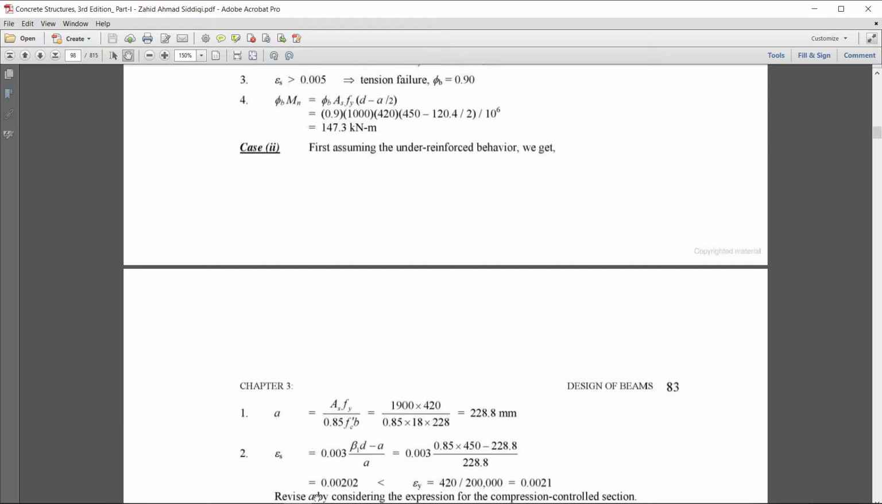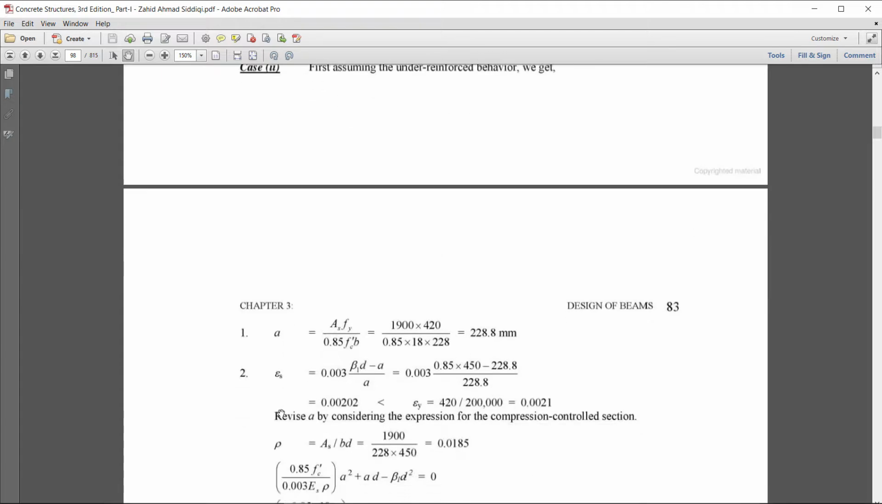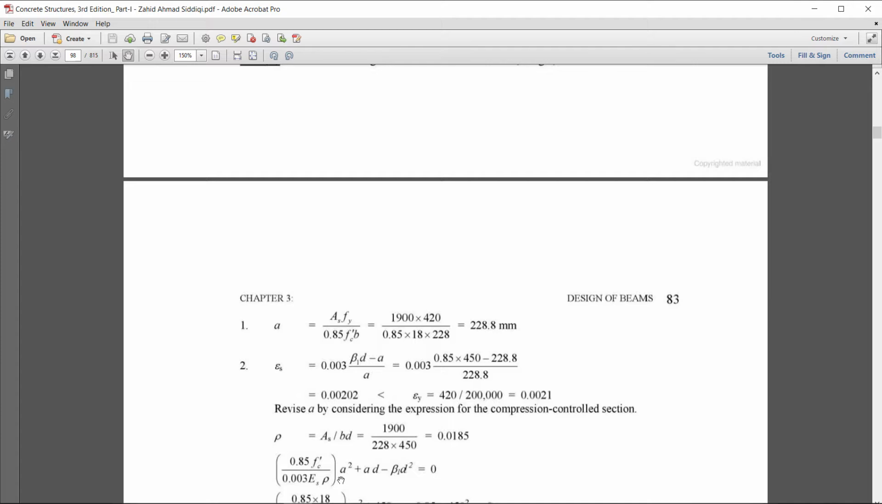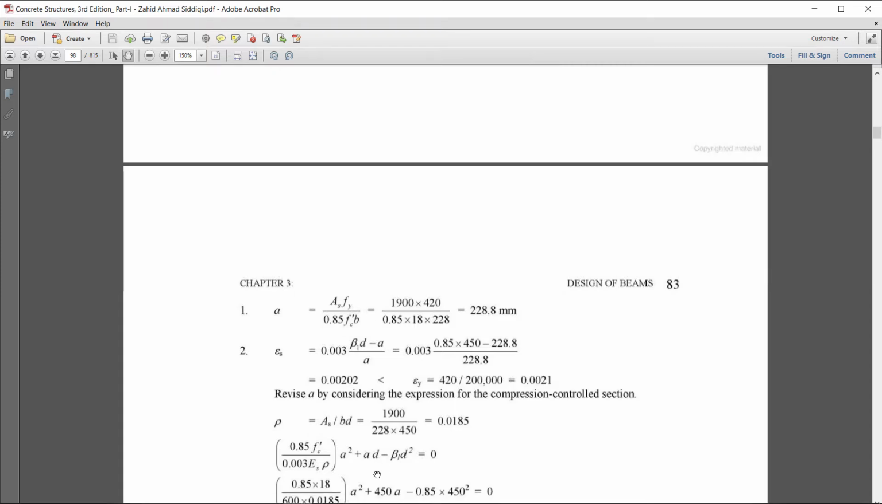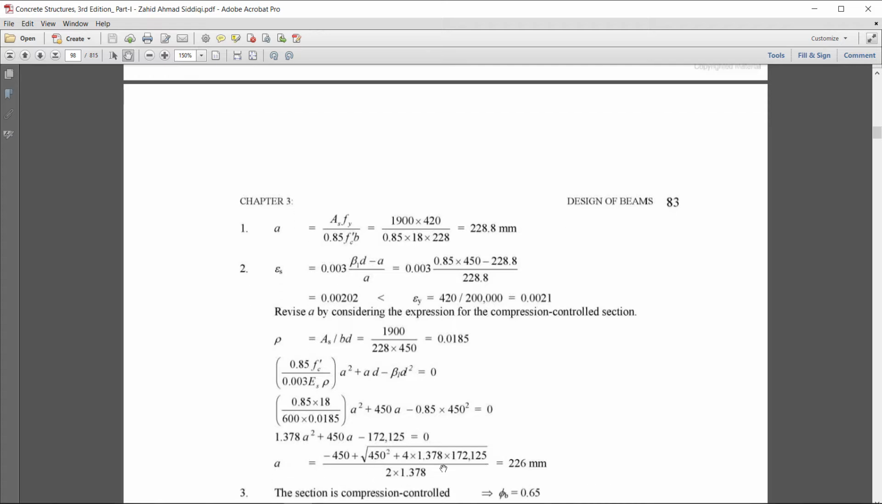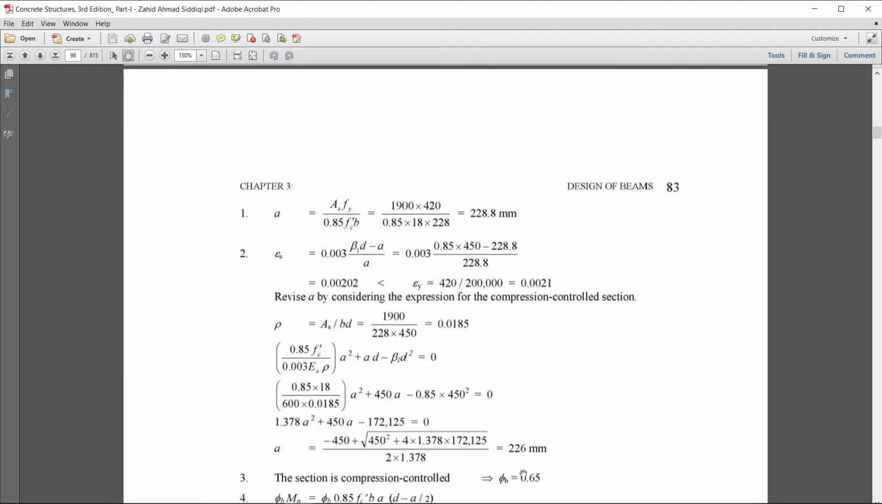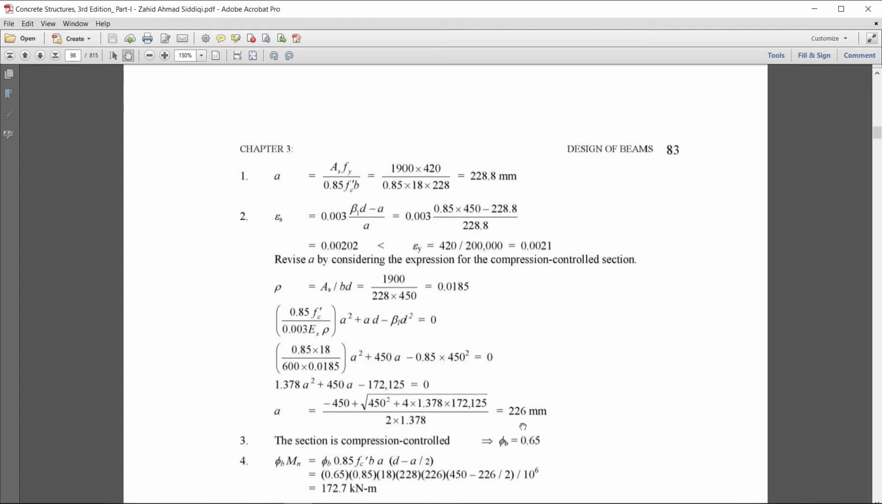Now we will calculate a by using the quadratic formula. In the quadratic formula we need rho. Our area of steel is 1900, and we will divide by bd to get rho. You will put all the values in this formula: Fc prime, modulus of elasticity, reinforcement ratio, d, and beta 1. You will get the value of a. Your value of a is 226 millimeter. So now you have calculated a for our over reinforced or compression control section.